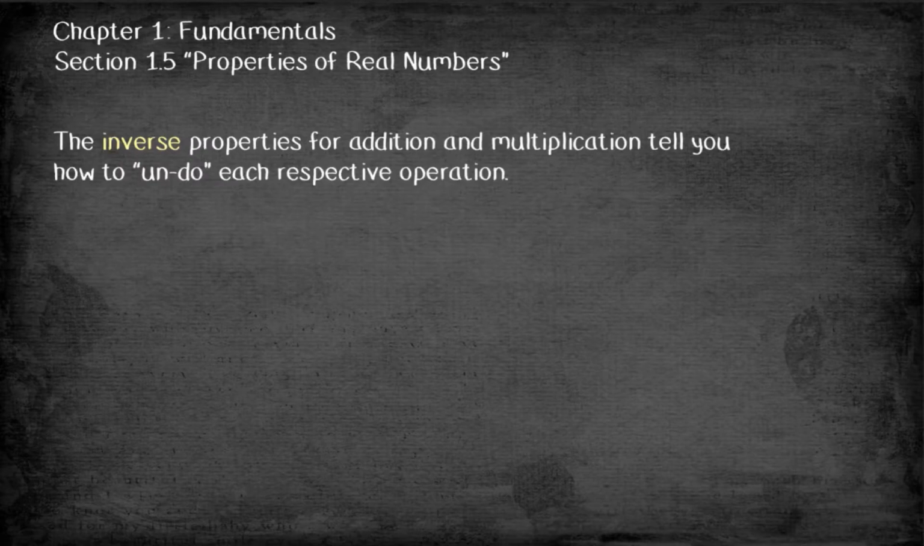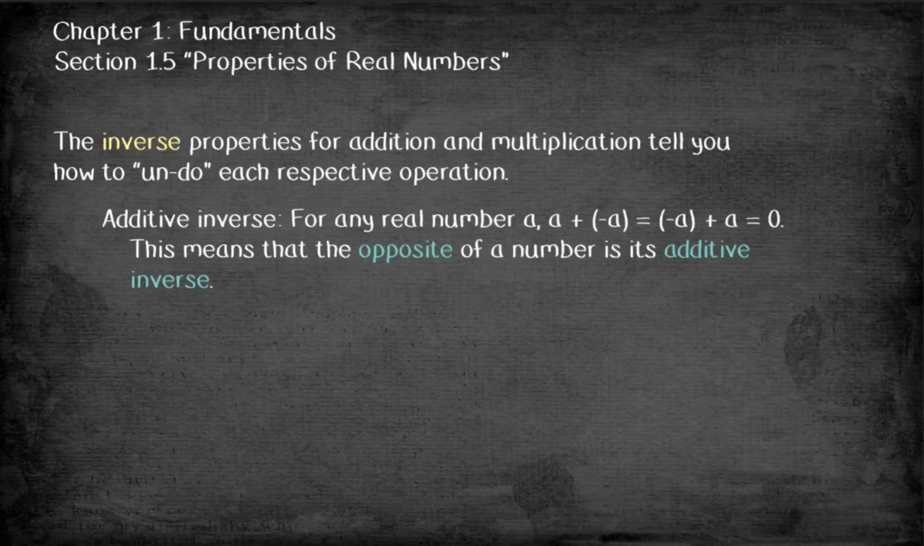Next up, we have the inverse property. These are a notion of undoing addition and multiplication. So for addition, we have what's called the additive inverse. The additive inverse for a number a should be a number that I add to a to get 0. And it's pretty easy to figure out what that number is. It's negative a, or the opposite of a. So for addition, the inverse of a number is its opposite.